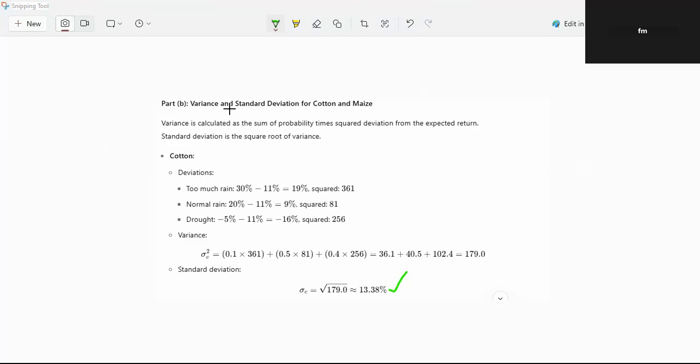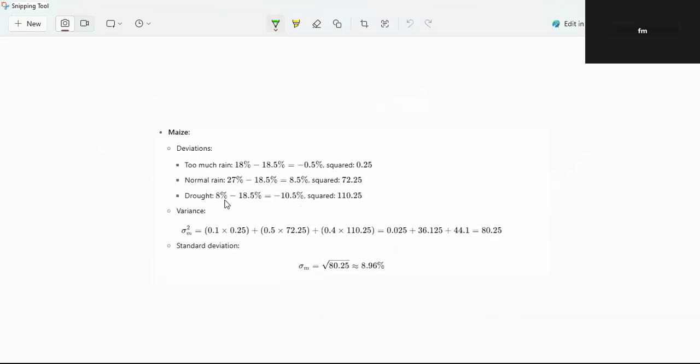So the returns for maize, we had 18, 27, and 8. You subtract the 18.5 from each of them and you square. Then multiply by the respective probabilities. Here it is 0.1, here it is 0.5, and finally 0.4. When you multiply each of these, we find our total to be 80.25. Then you square root, we get what? 8.96.